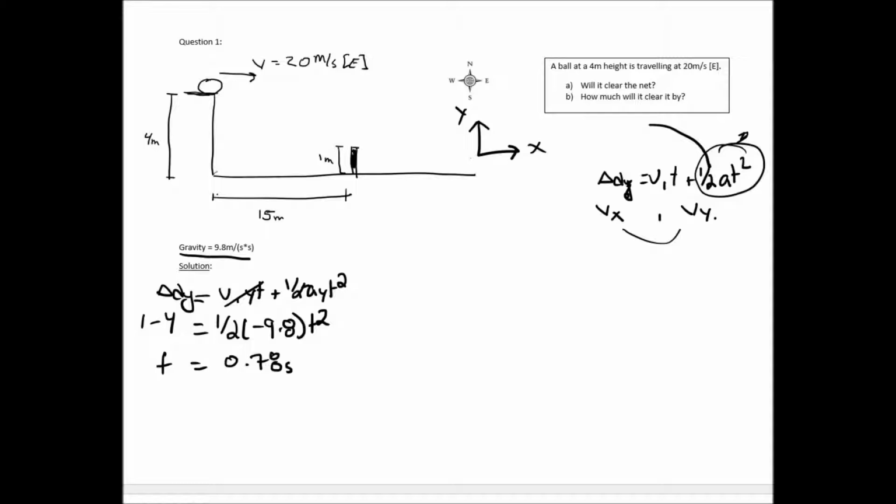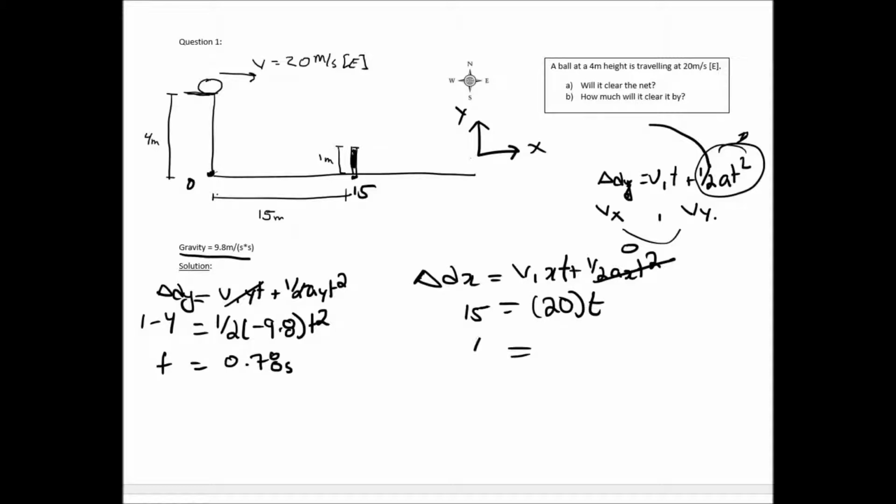Next, I'm going to find the time it takes for the ball to travel 15 meters horizontally. So delta dx equals v1x t plus 1/2 ax t squared. This term is 0. I think I forgot the t here. If this point is 0, this point is 15, so it'll just be 15 minus 0 equals v1, which is 20, times t, and we get t equals 0.75 seconds.